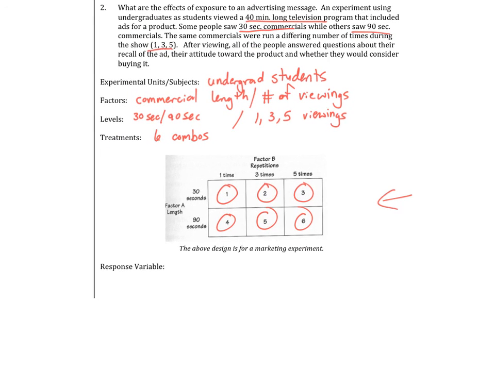And your response variable is the effects of commercials towards the product. All right, so what we're going to find out is how do these ads affect the person's attitude towards the product? Do they get angry if they see a lot of ads? Does it make them want to buy it? Which one has the best effect on the people towards the product?